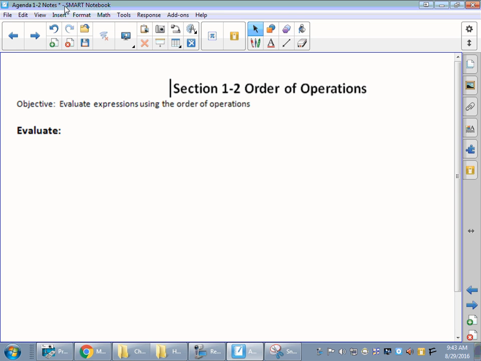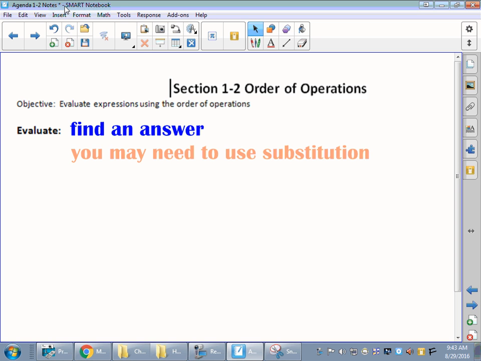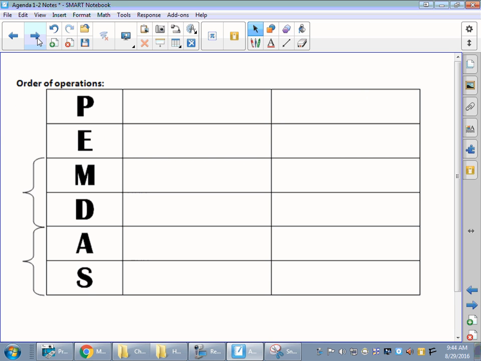So first of all, order of operations usually asks you to evaluate. Evaluate means it wants you to find an answer. You've got an actual number. Usually these are expressions. So we're going to evaluate expressions, the ones that we wrote in section 1-1. Often you may need to use substitution when you evaluate because it'll say something like, if x is 5, find x squared plus 2. So you're going to actually put that value in there and then use your order of operations to evaluate. So I am certain that everybody knows PEMDAS, right?